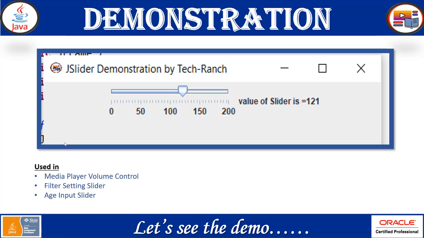Now let's take a look at the demonstration. So what we are going to do here is have a horizontal style of slider with some numbers that will also return the value of the slider. Now let's take a look at the demonstration.